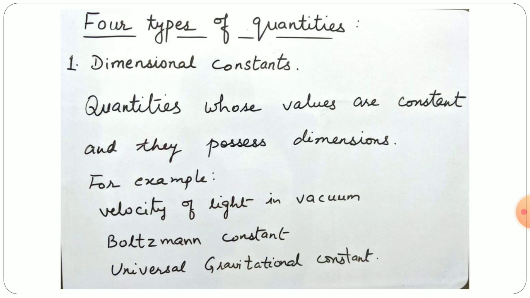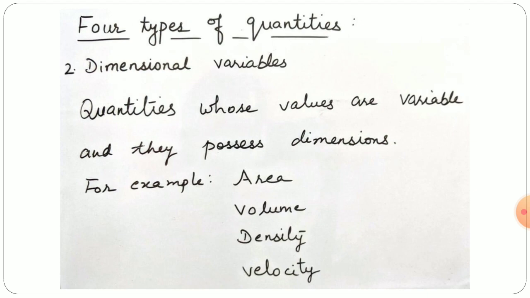Similarly, we have other examples which are constants and they possess dimensions: Boltzmann constant, universal gravitational constant, etc. Now, the second type of quantities are dimensional variables. These are quantities whose values are variable and they possess dimensions, like area, volume, density, velocity. All these quantities are variable and they also possess dimensions. So these quantities are dimensional variables.